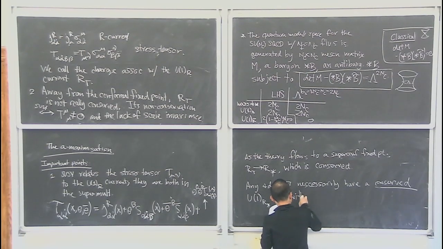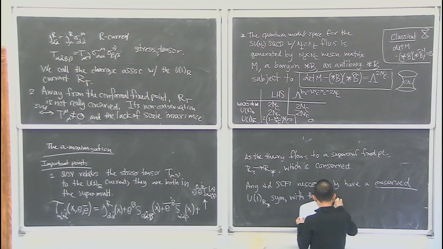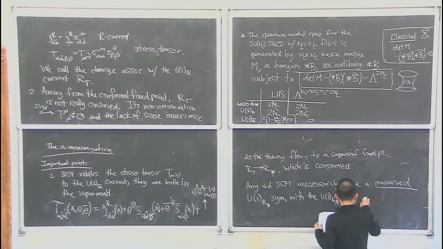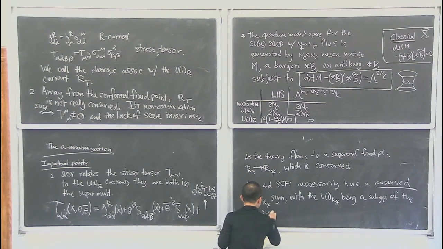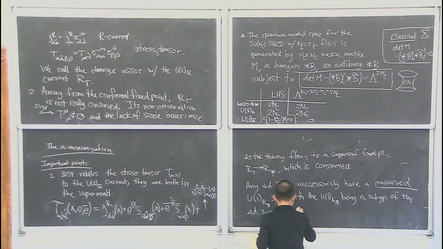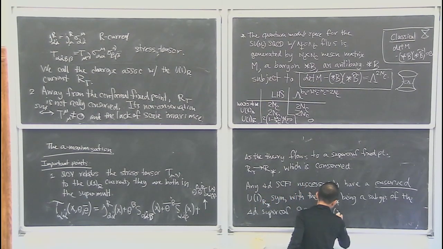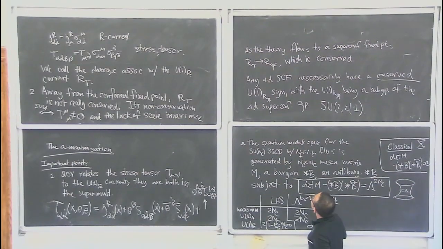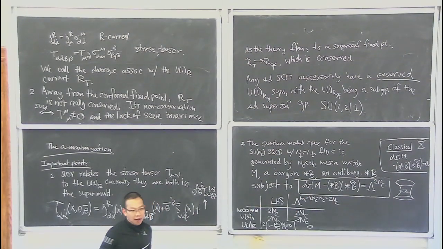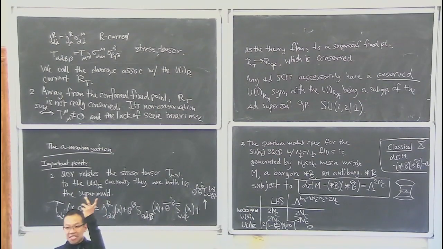with the U(1)_R star being a subgroup of the 4D superconformal group SU(2,2|1). So this is the significance of this R star. Okay? So you start from R_T, then it's not really conserved. But if you hit the fixed point, then you have to have a conserved current, a conserved U(1)_R star.